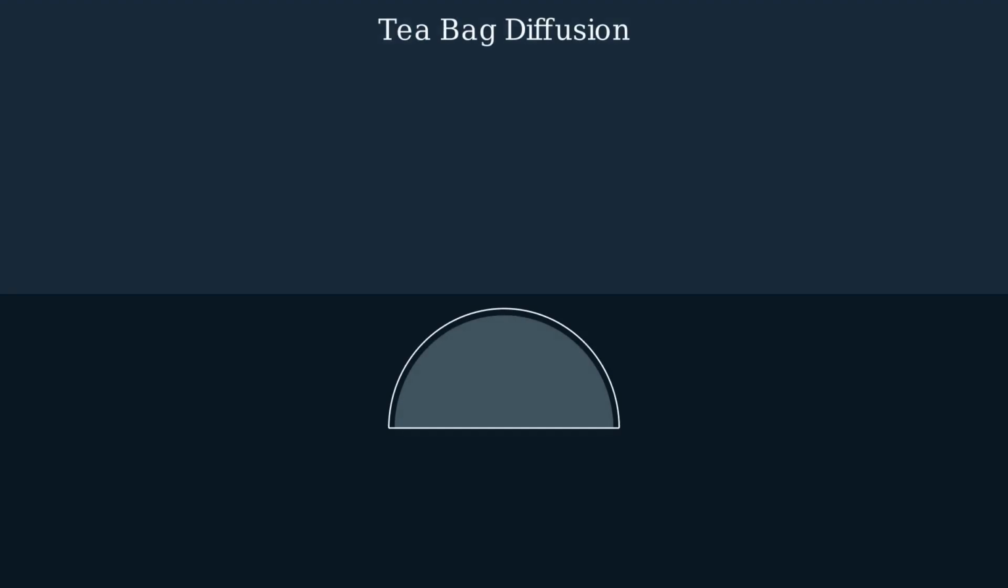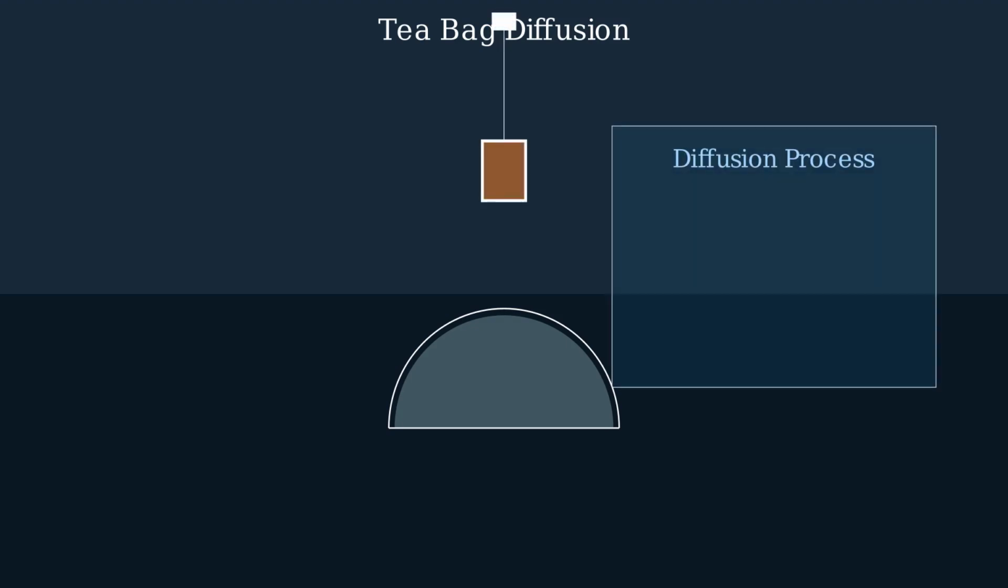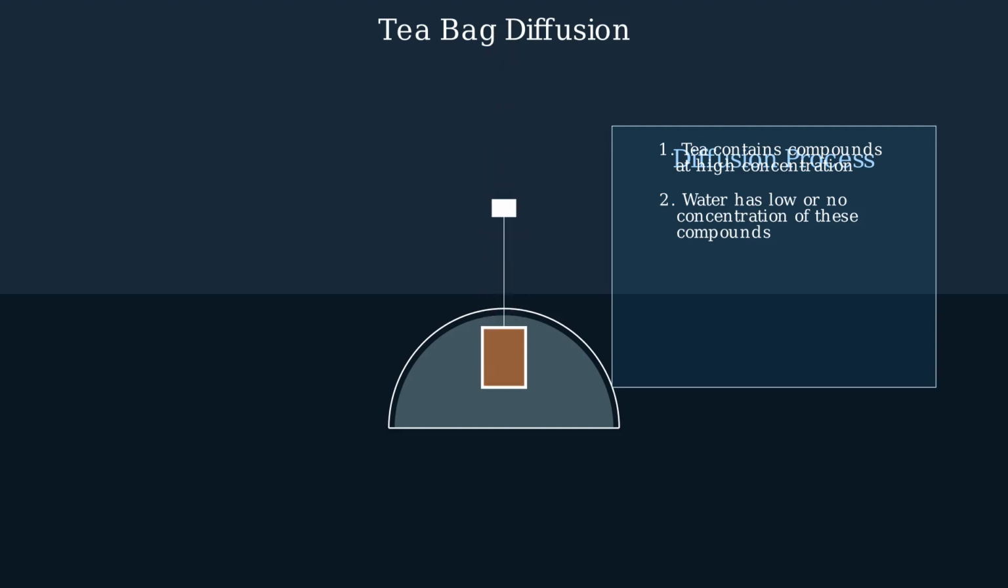The diffusion of tea in water is a perfect example of how compounds move from areas of high to low concentration. We start with a cup of water and a tea bag containing dried tea leaves. The tea leaves contain color and flavor compounds at high concentration, while the water initially has none. When we place the tea bag in hot water, the compounds begin to diffuse from the tea bag into the surrounding water.